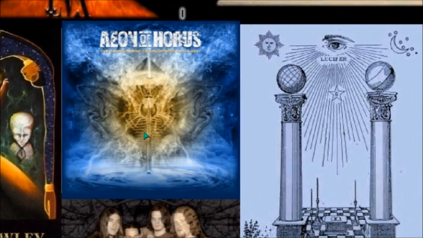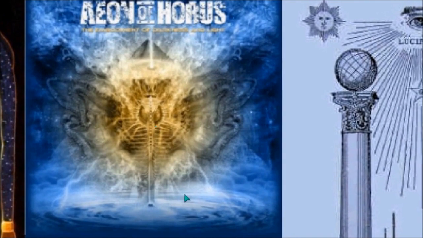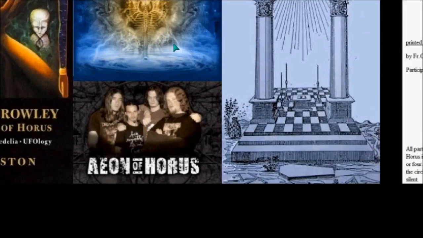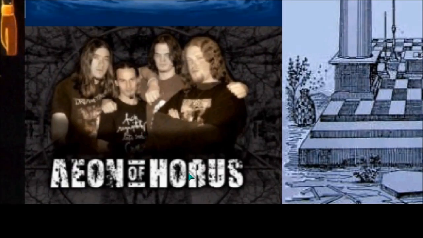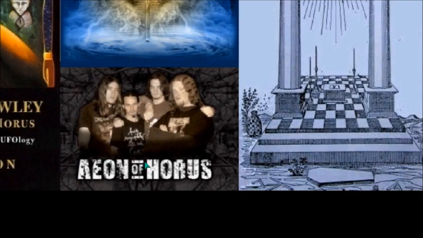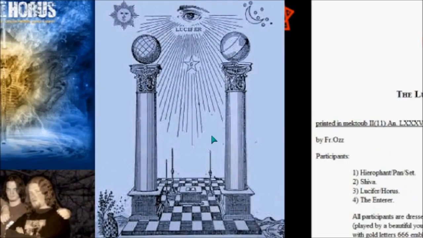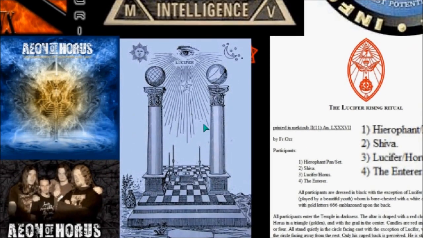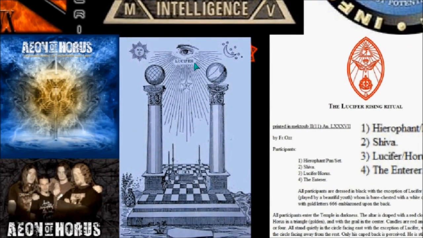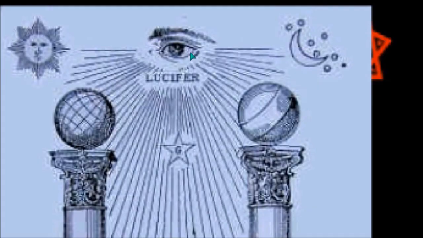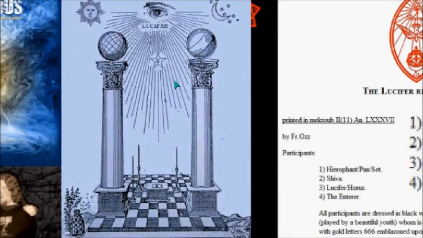The Aeon of Horus is a heavy metal rock band. So you can see here that reference, and you can see the pyramid in the background, and of course Aeon of Horus. This is important because you can see that there's a pentagram back there, so now they are both satanic and representing Horus. This is a Freemasonic tracing board. Usually these tracing boards do not have letters on them, but you can see that the eye is referenced to Lucifer, and so that is the Eye of Lucifer.